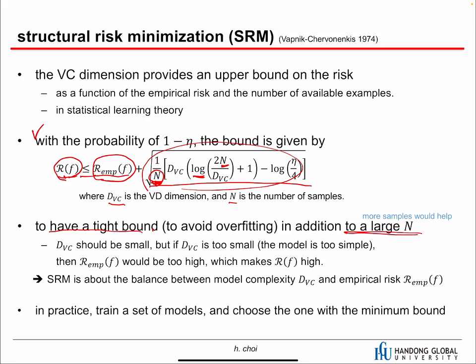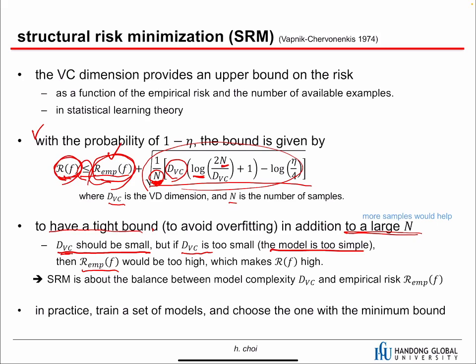Okay, let's assume that the number of samples is fixed. Then what can we do? When N is fixed, this term should be small to have a tight upper bound. So d should be small, but if this VC dimension is too small, which means the model is too simple, then the empirical risk would be too high because we cannot minimize the empirical risk. If this one is high, then even though the upper bound is tight, the risk will still be high. So that's not what we want.